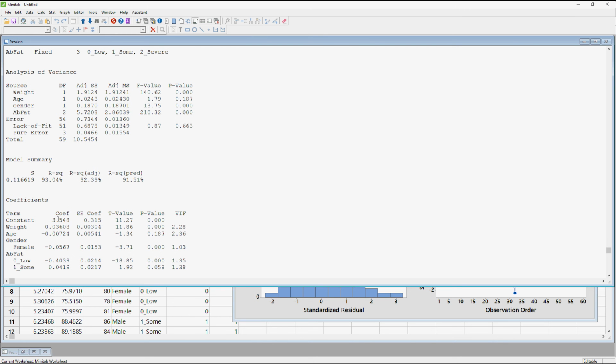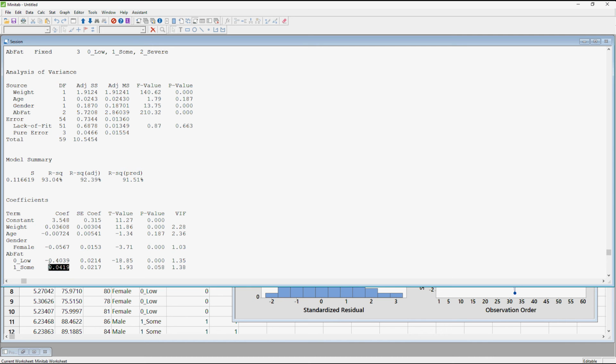So what we've got here is that cholesterol is equal to, on average, 3.5 plus this little adjustment for your weight, so 0.036 times your weight. Age we're going to ignore because it's not significant, but later we might take that out of the model. The base model is set up for males, and we've got a little adjustment downwards for females, so subtract 0.05 for females, and for abdominal fat the reference level appears to be high abdominal fat. If you have low abdominal fat, you get this extra adjustment downwards, 0.04. If you have some abdominal fat, you're getting an adjustment upwards, a tiny little adjustment.